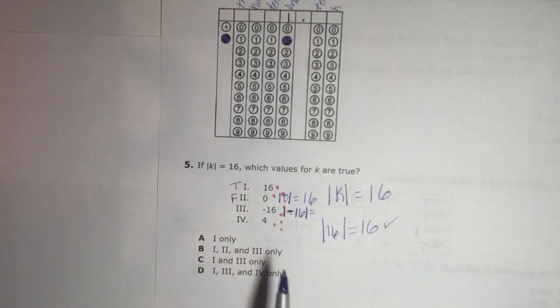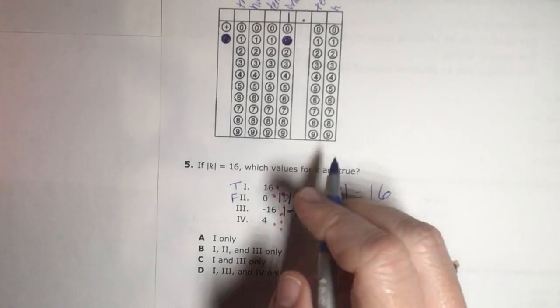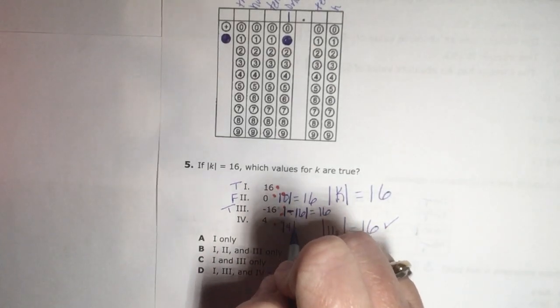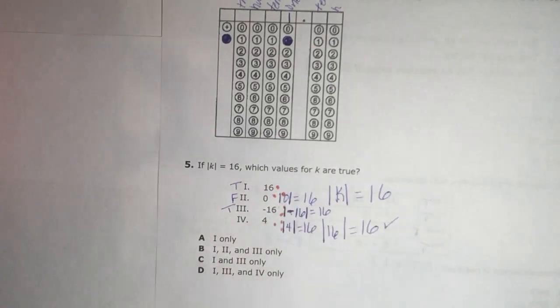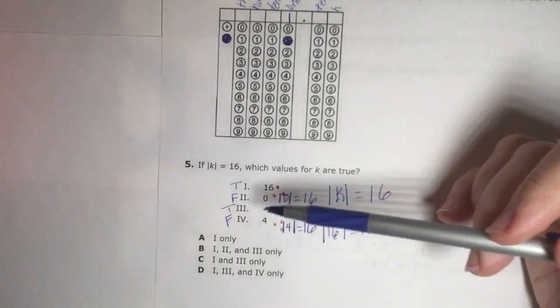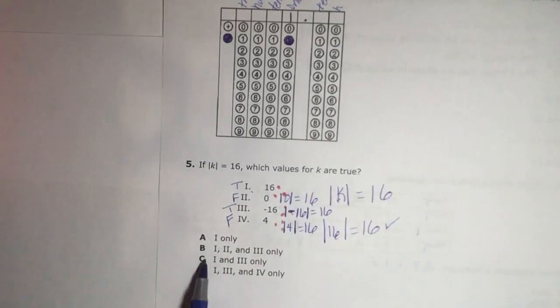All right, absolute value of negative 16. Those little pink dots are from the other side. Sorry about that, guys. So the absolute value of negative 16, does that equal 16? Yep, that's true. And then the absolute value of 4, does the absolute value of 4 equal 16? No, that is false. So 1 and 3 are correct. So that would be C.